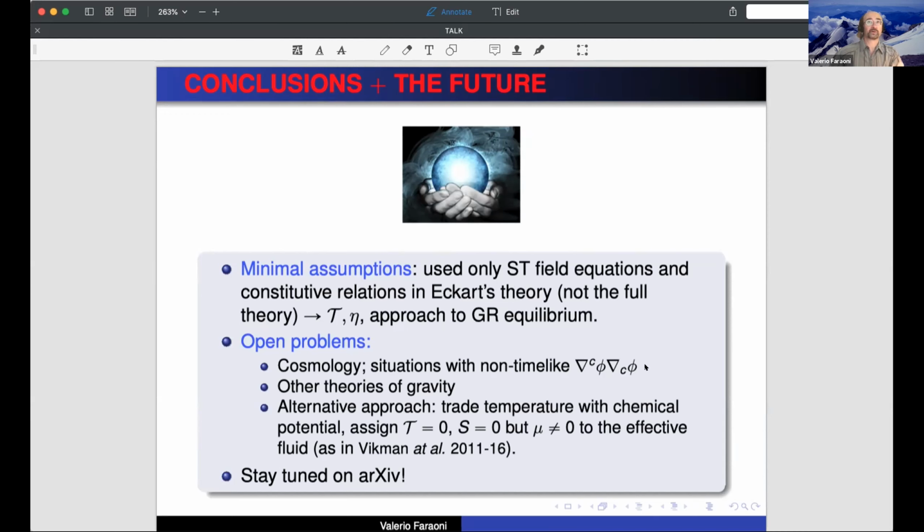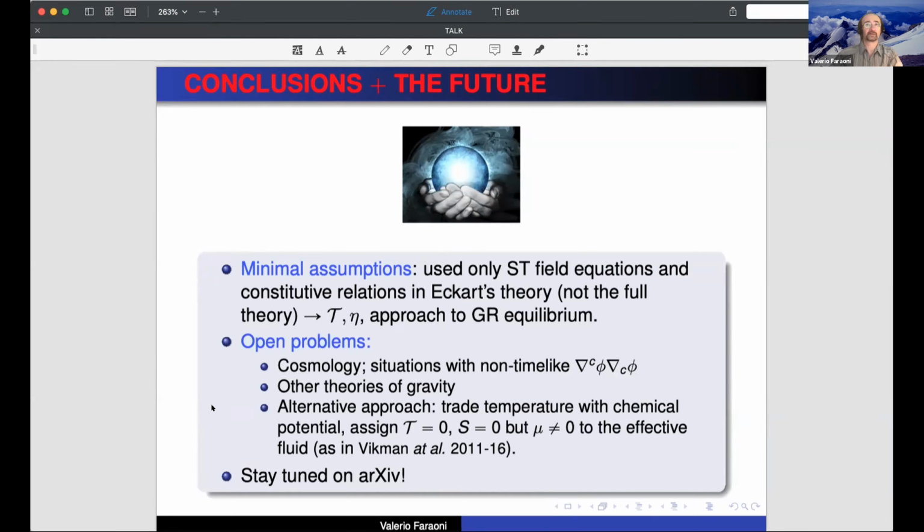There are also situations in which the gradient of the scalar field is non-time-like, which we have not described yet. Probably we can say something, but we are still thinking about that. We can extend to other theories of gravity. We're working on Lorentzian gravity and Dost gravity at the moment, and you get some of the same and something different for the most general Dost theories. There could be an alternative approach too.